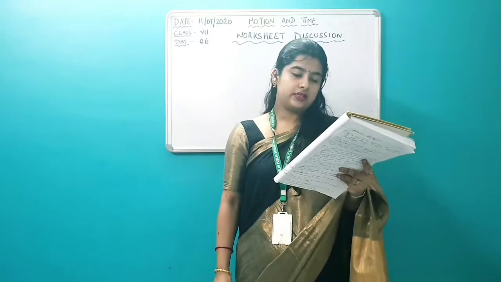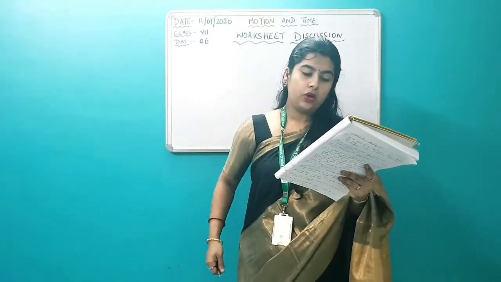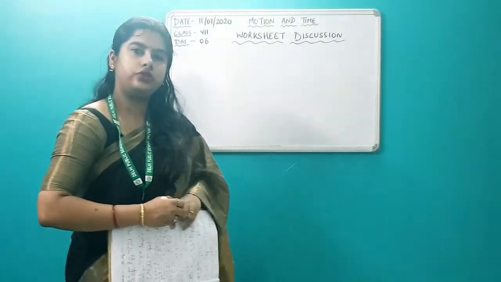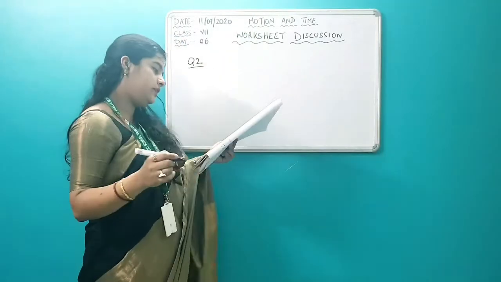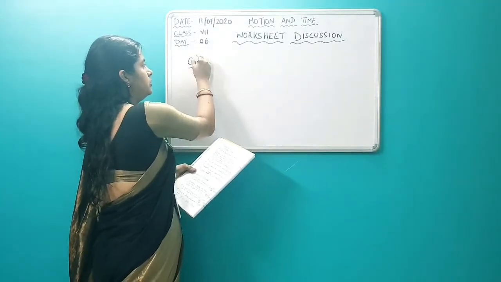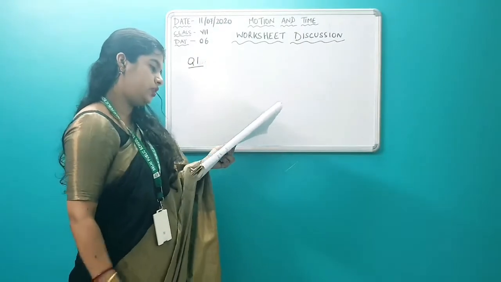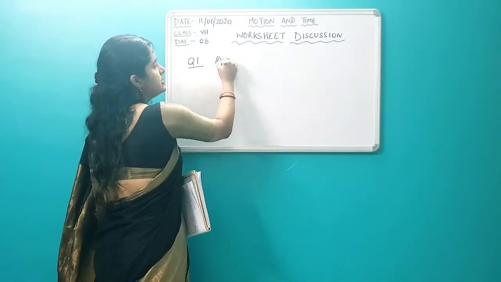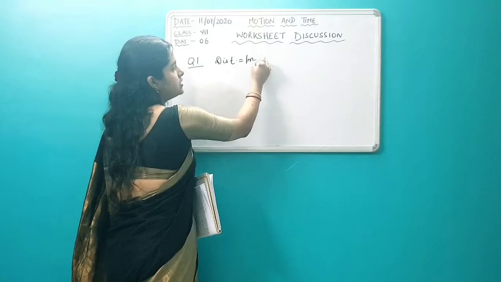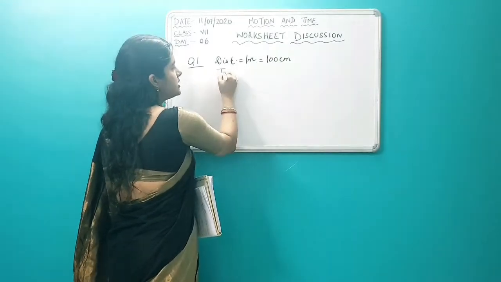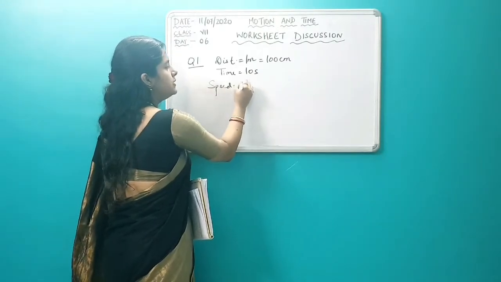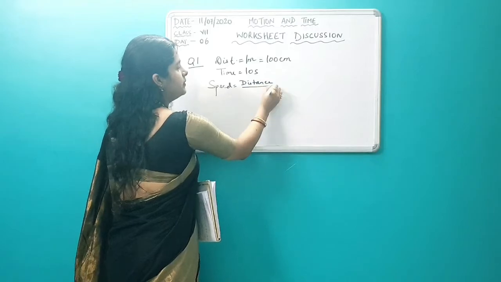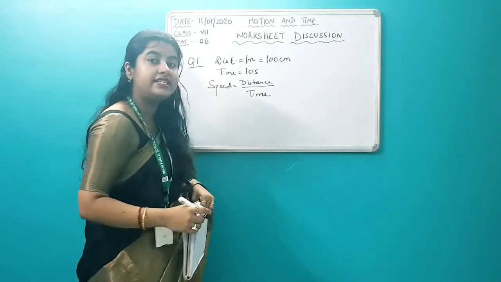An ant covers 1 meter distance in 10 seconds. What is the speed of the ant in centimeter per second? So I am going to show this to you on the board. Solution of question number 1 of worksheet number 2. Distance is given as 1 meter, which is equal to 100 centimeter, and your time is given as 10 seconds. As you all know, speed is equal to distance by time, and your answer should be in centimeter per second.